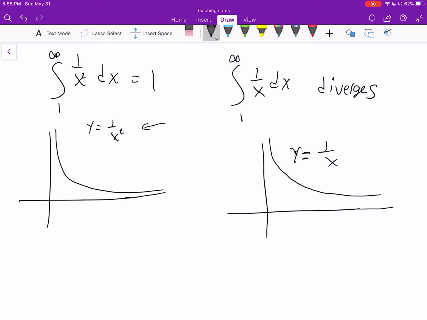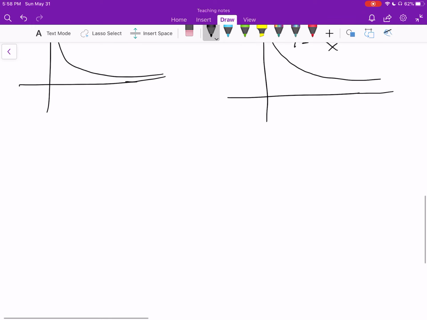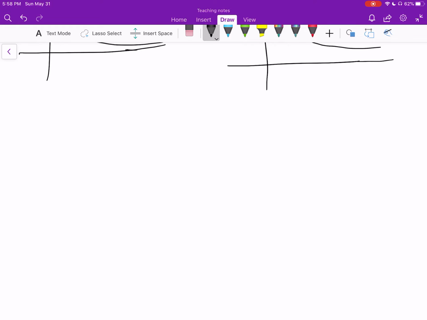They both go off to 0, but one of them was finite and the other was infinite. So you're probably not expecting that if this is your first time seeing this. So let's do the next example.